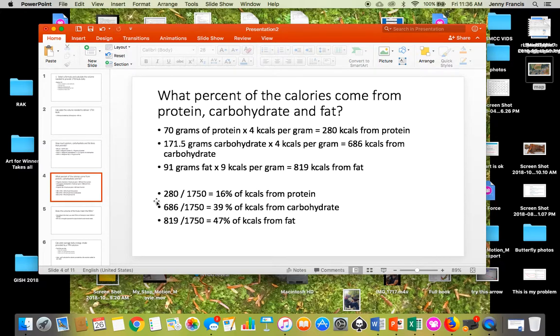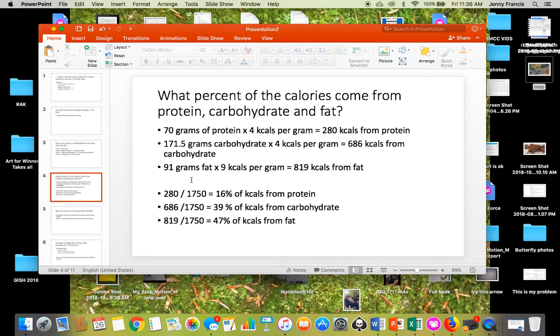So we say for protein, if 280 of the calories of the total came from protein, that's 16%. For carbohydrate, 686 of the calories came from carbohydrate compared to the total, that's 39%. And with fat, you're taking 819, which we calculated up here, 819 calories from fat compared to the total amount of calories. So divided by the total calories, 1,750, and that should equal 47. Your example obviously will be different.